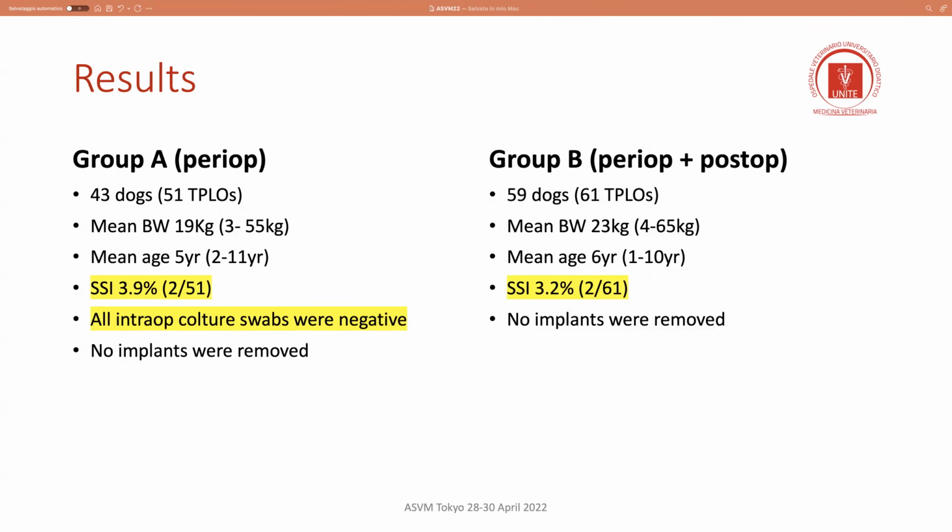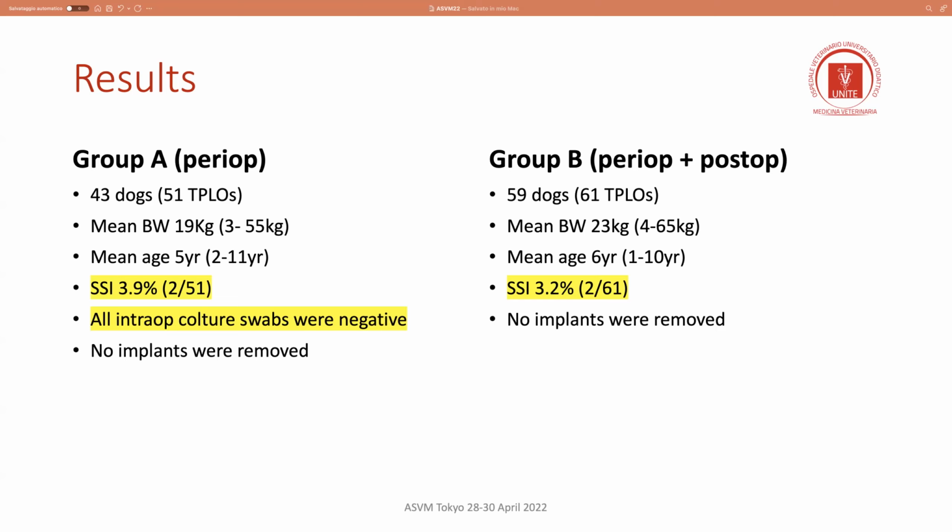So these are our results. In group A, the perioperative group, we included 43 dogs with 51 TPLOs. The mean body weight was 19 kilos, ranging from 3 to 55 kilos. The mean age was 5 years, ranging from 2 to 11 years. The surgical site infection rate was 3.9%, 2 on 51. It is nice to recognize that all the intraoperative culture swabs were negative and no implants were removed.